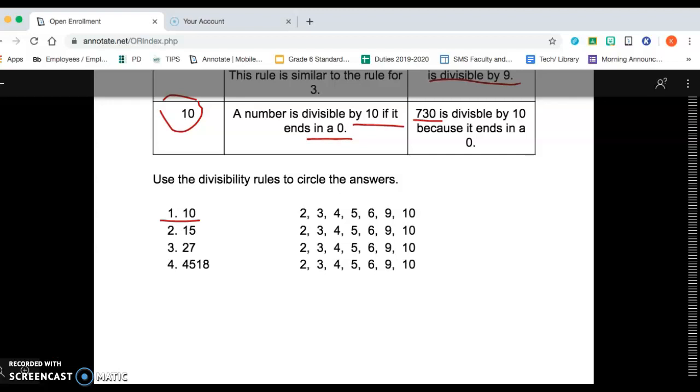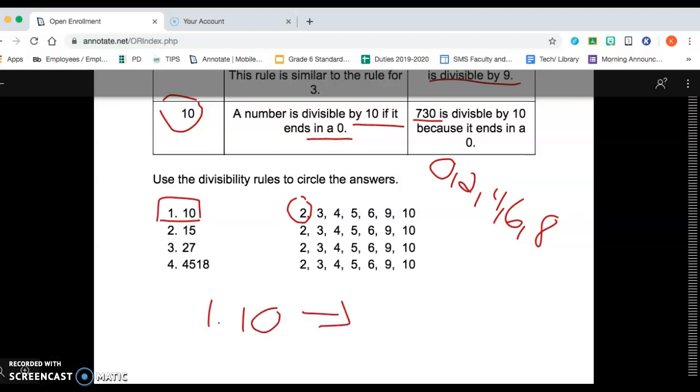So let's start with 2. Remember, the rule for 2 is if it's an even number, 2 will go into it. So even means it ends in a 0, 2, 4, 6, or 8. So 10 ends in a 0, so that means it is divisible by 2, so we can circle 2. So on your paper, you can just write number 1 and 10, and then off to the side, you can just write 2.